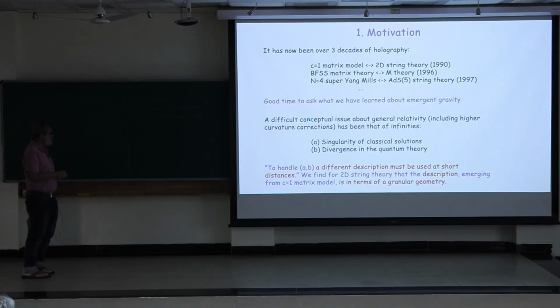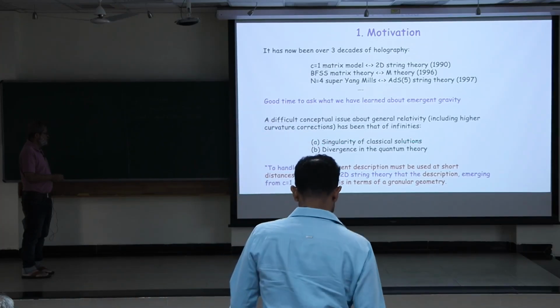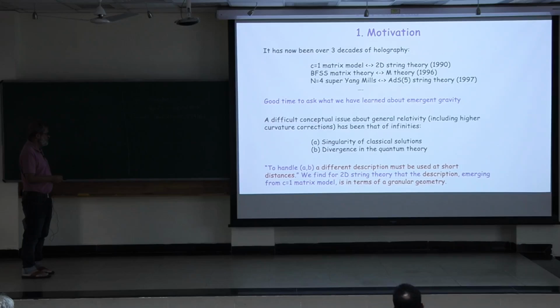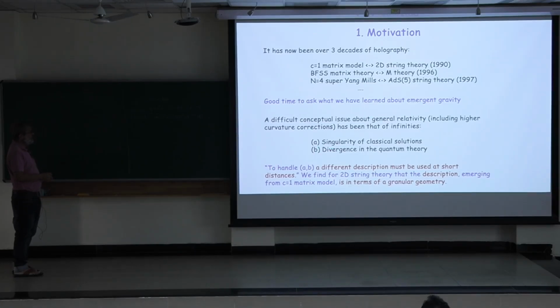A difficult conceptual issue about general relativity, including higher curvature corrections, has been that of infinities. You can talk about infinities, which are like singularities of classical solutions or divergences in the quantum theory. It's been thought that these infinities can be handled by using a different description at short distances, and there are various ways one can say this. What we will do here is find that for two-dimensional string theory such a description emerges from the C equal to 1 matrix model in terms of a granular geometry, and I'll explain what that means.